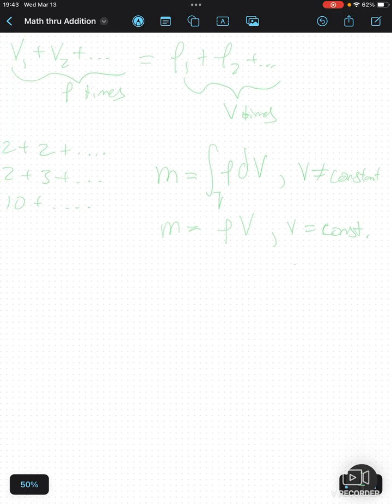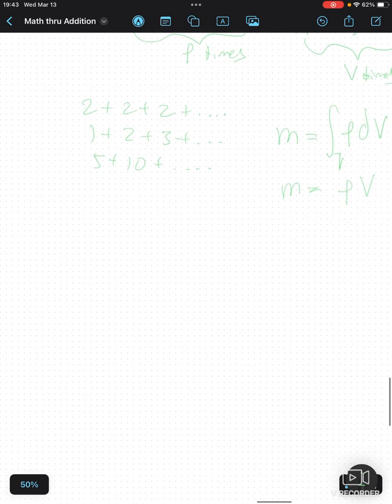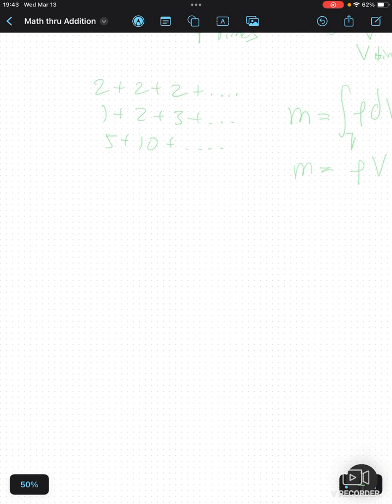So integration is really just multiplication, but a variable is changing. And we can see this a little bit more clearly too, because, for example, if we were to have 2 times 6, so equals 12. That thing that we were talking about before.